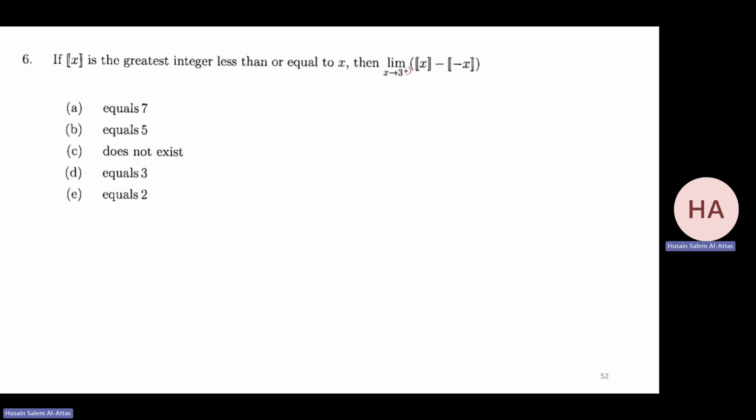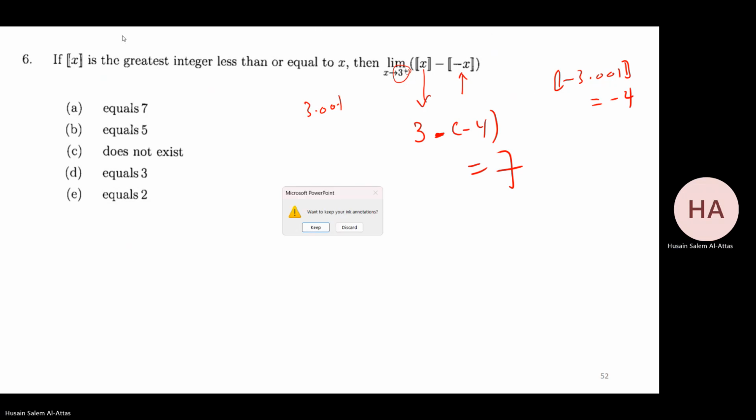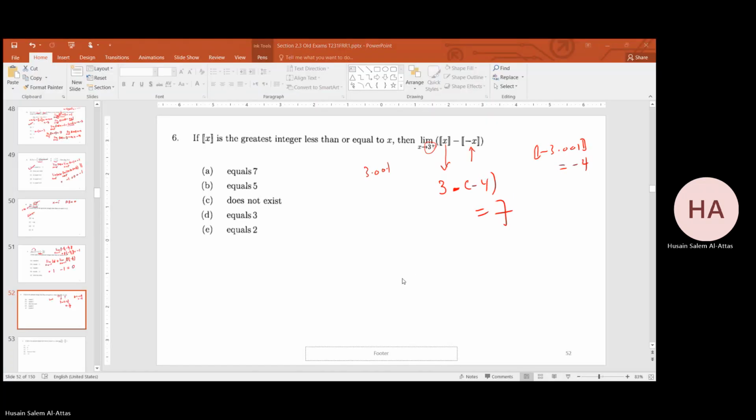This one, x goes to 3 from right. So I have 3 point something, 3.01, something like this. So put it here. You get 3 minus, this is minus 3.01. What is the greatest integer? It will be minus 4. So that will be 7. I think I will stop here.